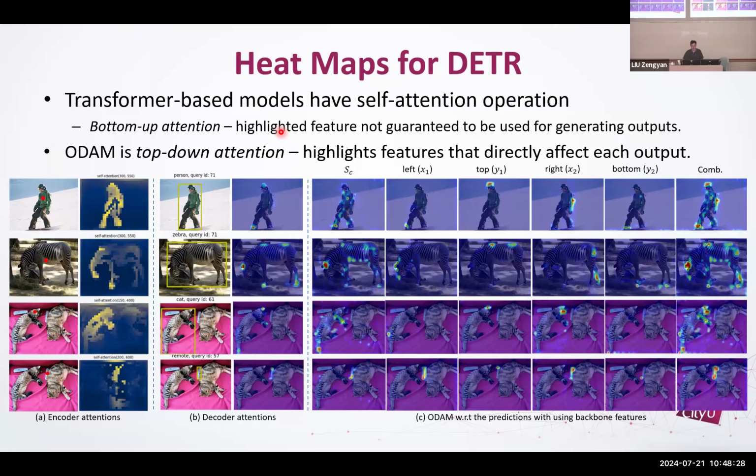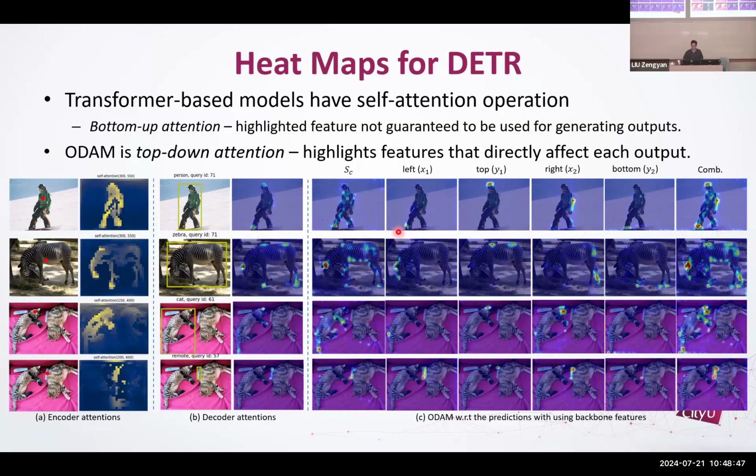Here's an example of a transformer-based model teacher. These are the self-attention after the encoder, and this is the self-attention after the decoder. So you can see maybe for this person, it finds that these features are important.